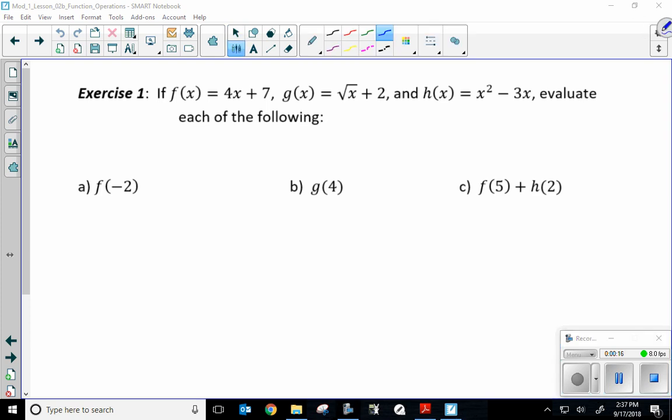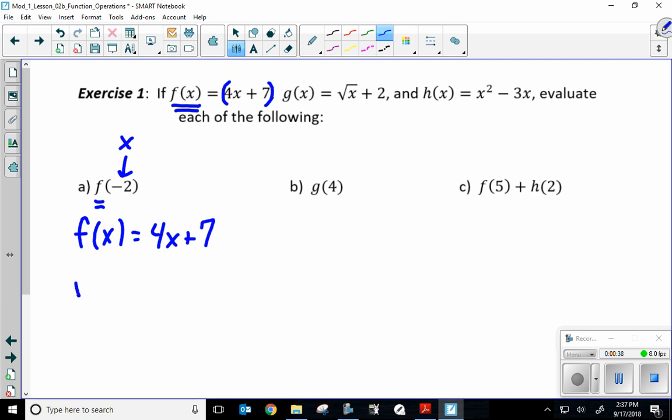So 1a here tells me the function I'm going to use, the f function that's here. This tells me what value I'm inputting for x. So what I like to do is I take this function. If f of x equals 4x plus 7, then f of negative 2 tells me I'm going to put a negative 2 in for every x in my equation. What I like to do, and what I highly suggest, is anytime you see an x, you put parentheses there.